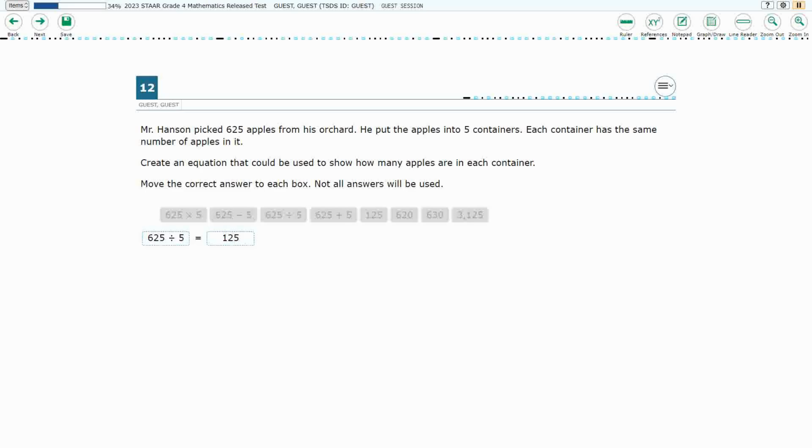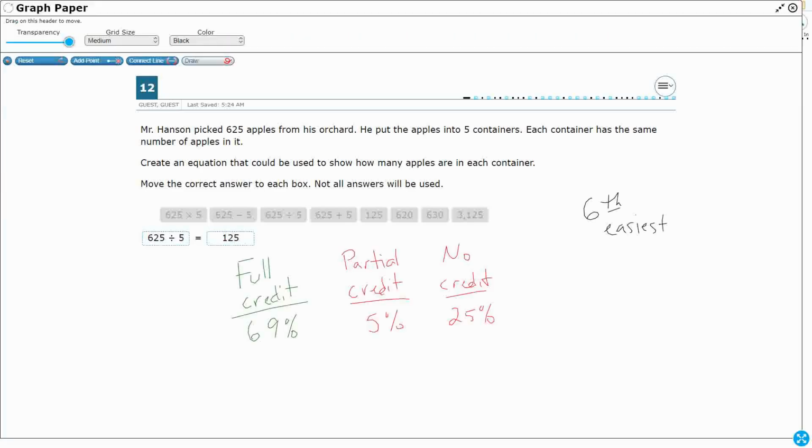Let's see how we did across the state of Texas. So this was tied for the 6th easiest. You see we had 69% of our students get full credit. Now what's interesting here is that only 5% got partial credit at one point. So you either knew it or you didn't, right? And so 74% of our students got at least 1 point, but there's a full quarter of our students that were still kind of confused about this.